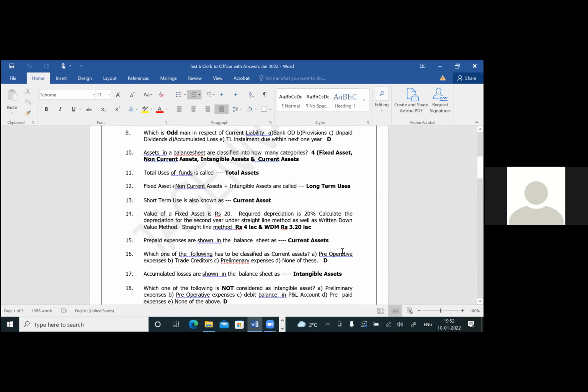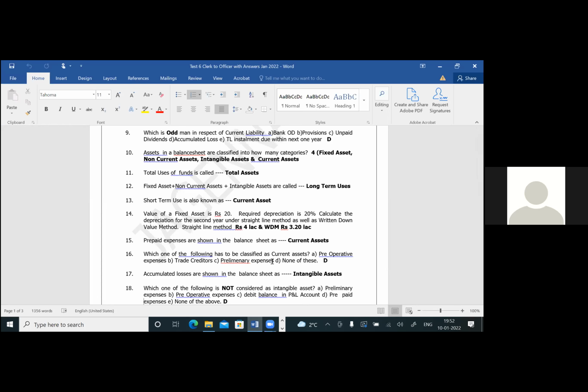Friends, you know pre-operative expenses and the preliminary expenses, they are called intangible assets. So there is a difference between prepaid expense and pre-operative expense. Don't confuse both. Prepaid expense is a current asset. Pre-operative expenses and preliminary expenses.